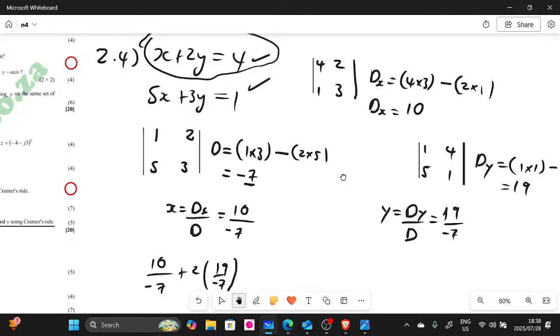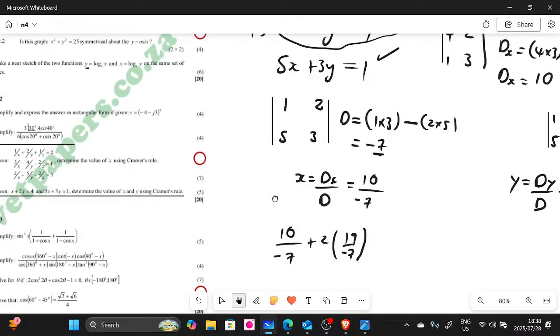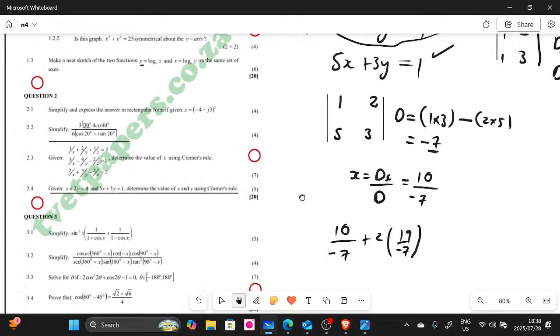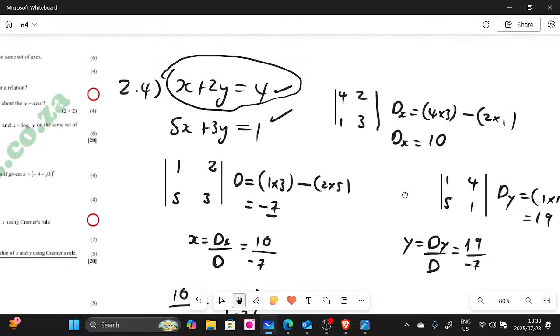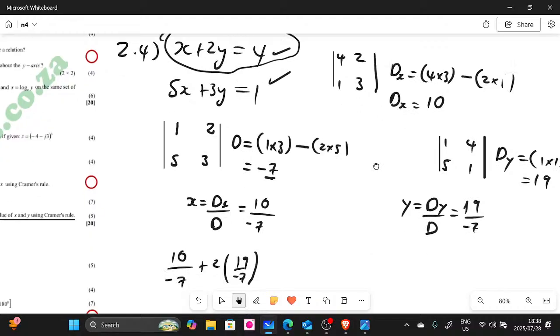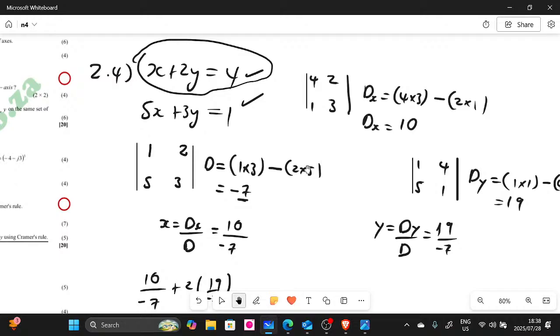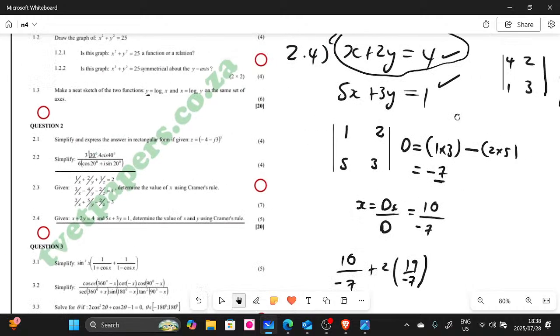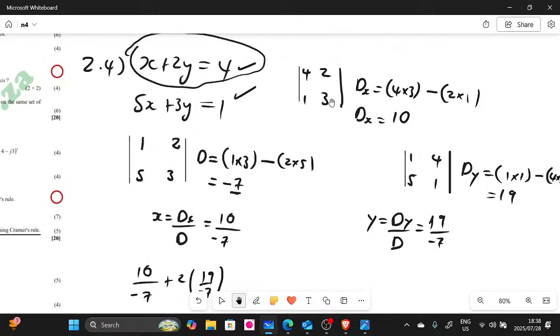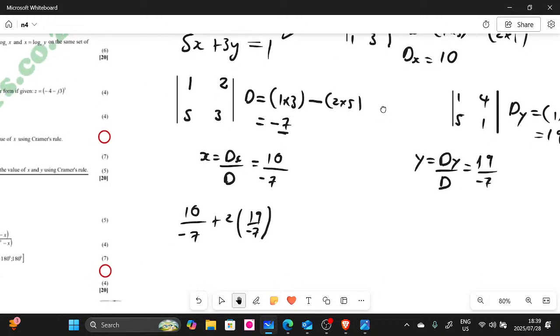When you calculate the determinant, let me see. Did I copy the right thing? Yes, I did. So the determinant, I assume, is correct. It's 1 multiplied by 3 minus 2 multiplied by 5, which is 10 there. That is going to give you 7. And then for x, we substituted 4 and 1. We say 4 multiplied by 3, that's 12, minus 2 multiplied by 1, that is going to give us 10. All right, good.